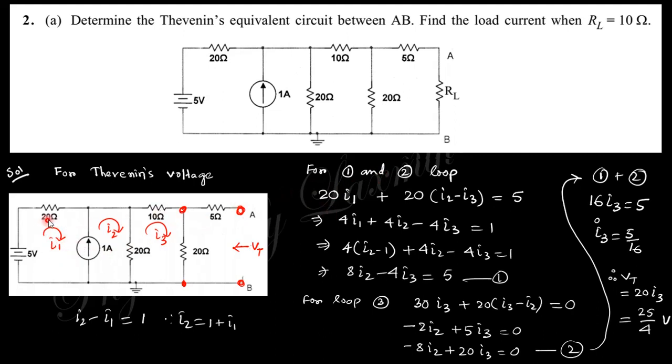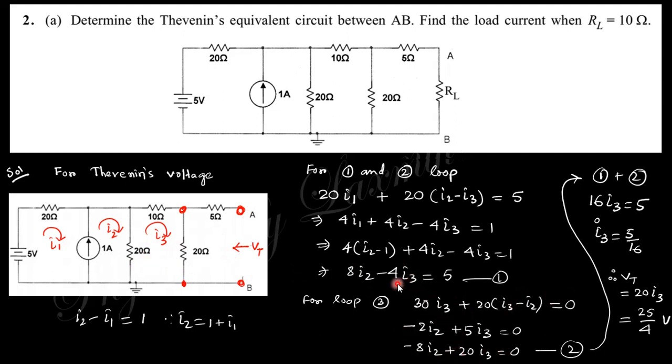For loop 1 you will get 20 I1 plus 20 times I2 minus I3 equal to 5. Dividing by 5 we get this relation, and I1 is replaced here, I1 equals I2 minus 1. So you will get this relation in I2 and I3. For loop 3, you will get 30 I3 plus 20 times I3 minus I2 equal to 0.